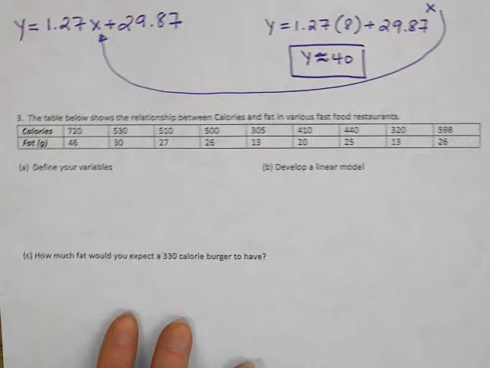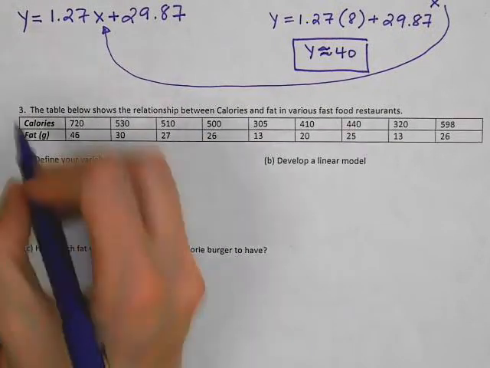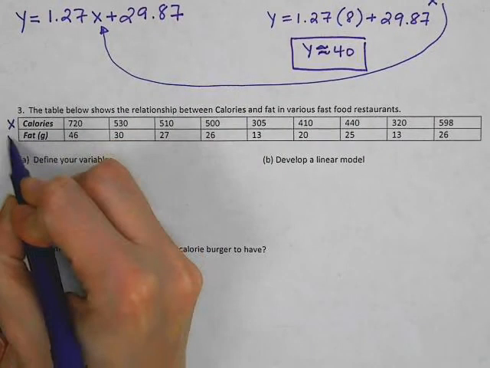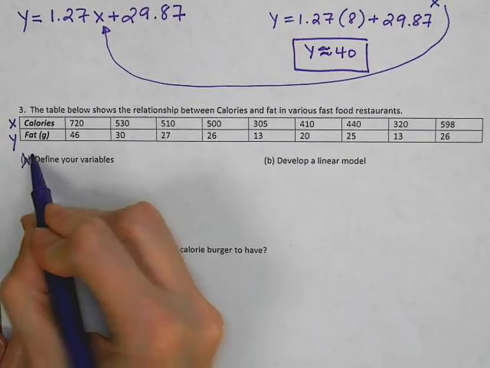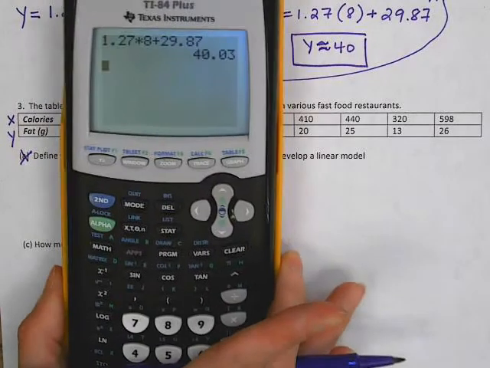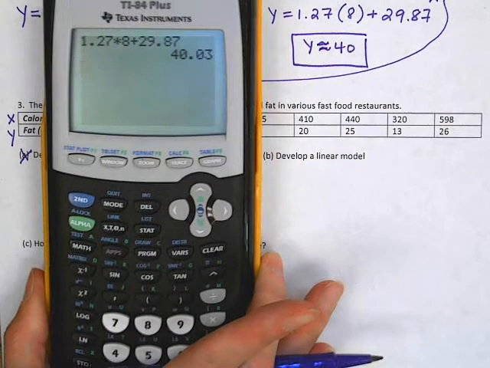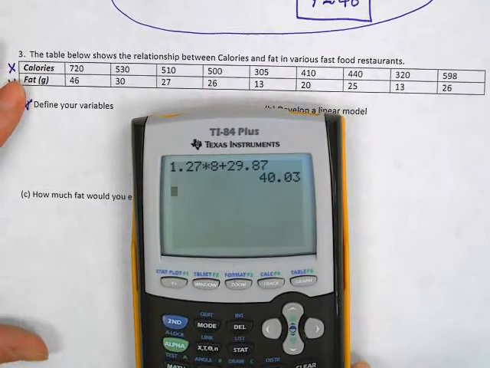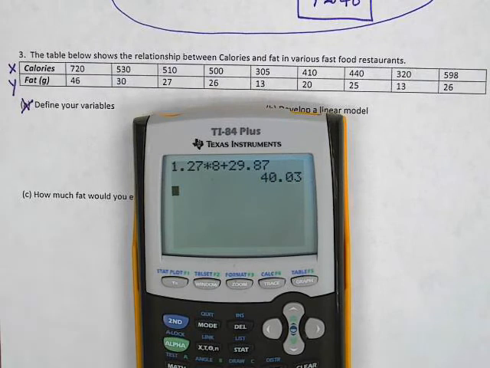All right, last one, same exact thing. So calories is X, fat is Y, that's defining your variables. And then we're going to develop a linear model. So go to your list and type all that good data in again. All right, so yeah, you're probably going to want to pause this because you don't want to hear me typing in all the numbers again. But if you do, here you go.